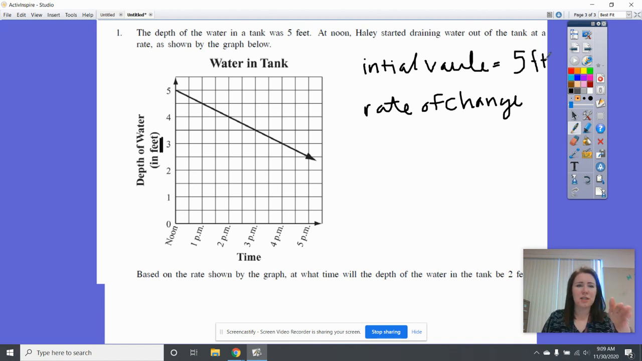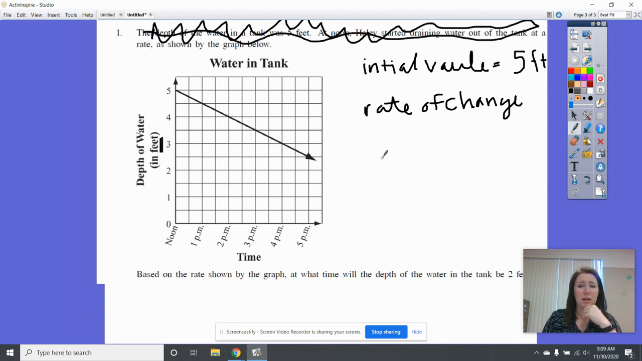So to interpret this graph, if I didn't have all of these words, because it tells me, I could say, well, I can look at this graph and I can tell that at noon, there were 5 feet of water in the pool, or the depth of the water of the pool was 5 feet. That's interpreting the graph. That's looking at the graph and gathering information from it.